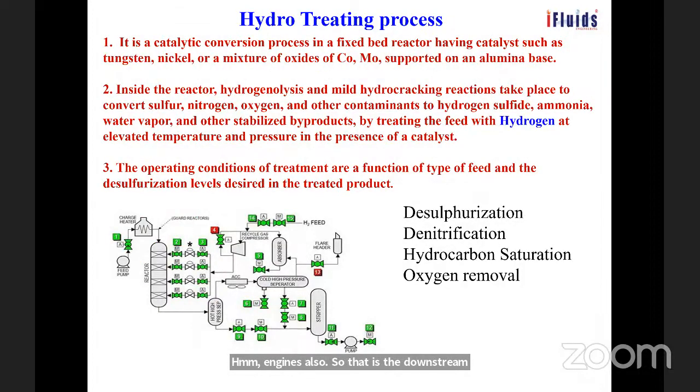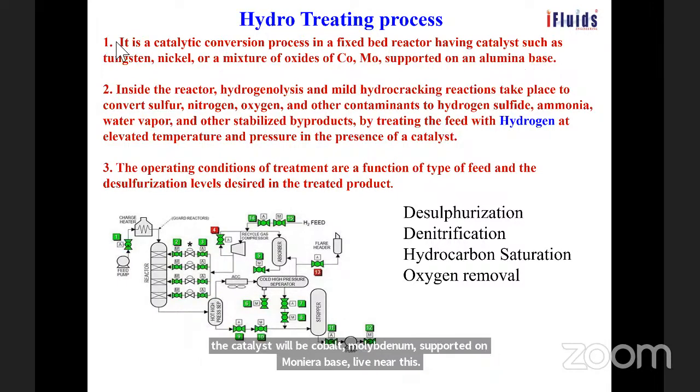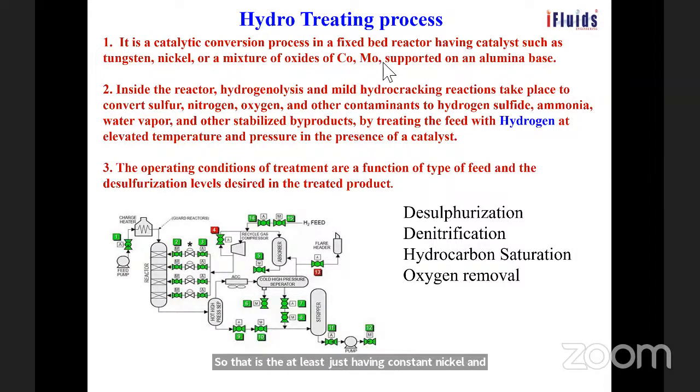So the hydrotreating process is mainly a catalytic conversion process in a fixed bed reactor having catalyst. In fact, in the single reactor, we'll have different partitions. First, the feed will enter into the first bed where the metals will be removed. Then it will go to the other bed, like that it will go. So inside the reactor, the catalyst will be cobalt molybdenum supported on an alumina base. The catalyst has tungsten, nickel, and a mixture of oxides of cobalt, molybdenum supported by alumina base. This is the catalyst, but the actual composition will not be known to us because of proprietary data.